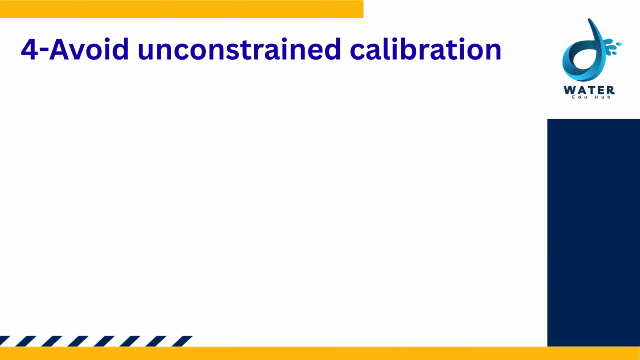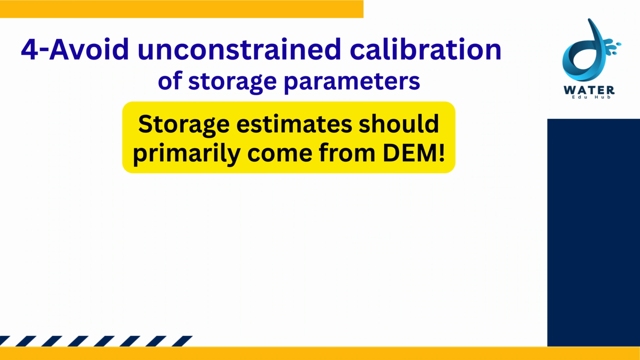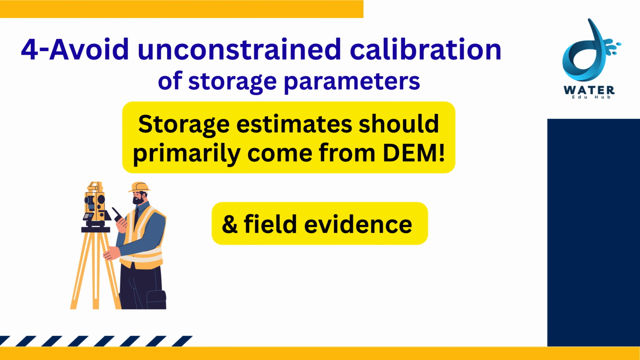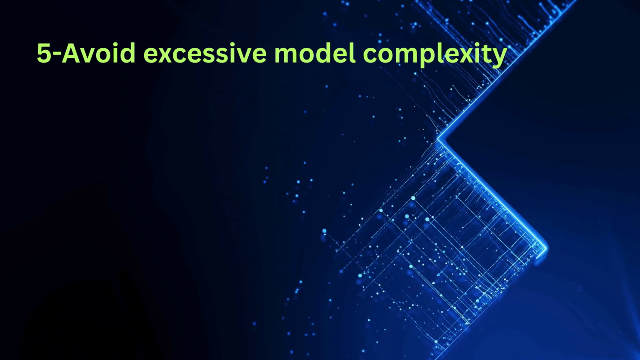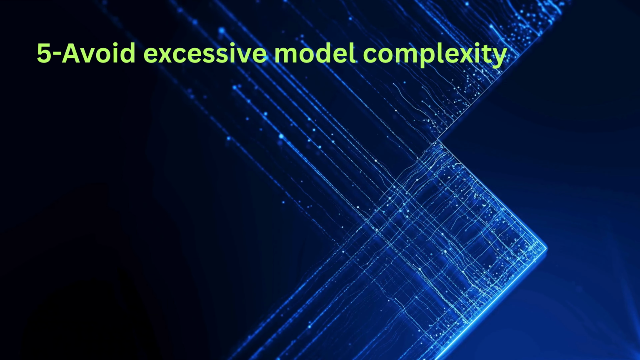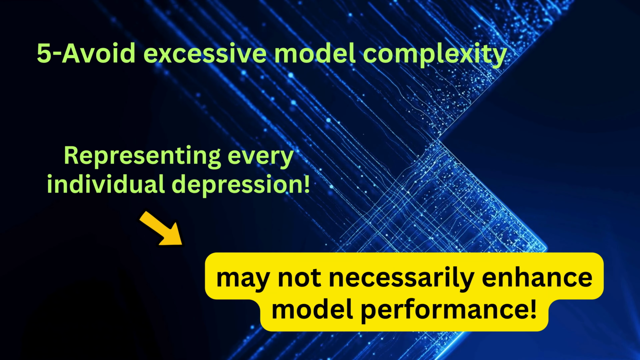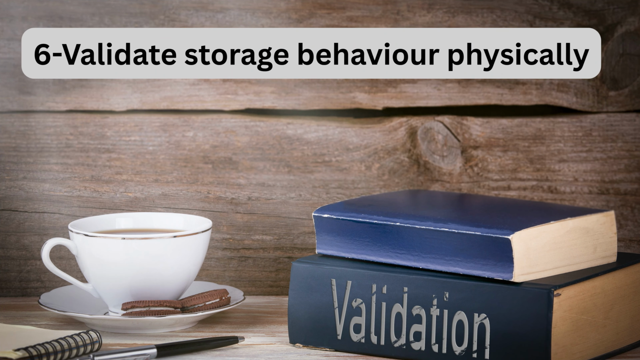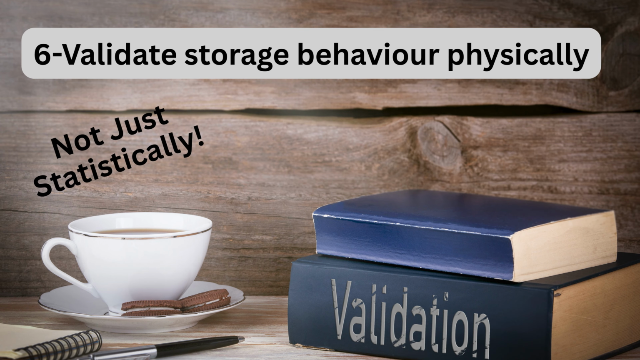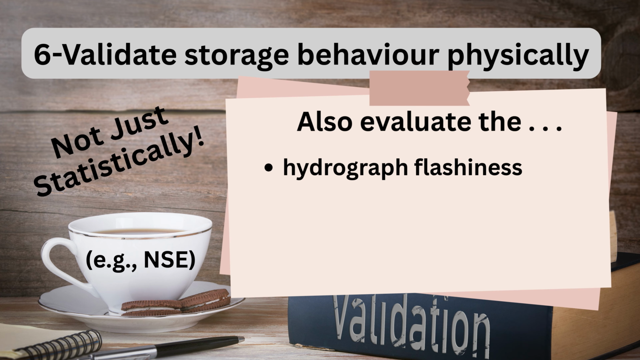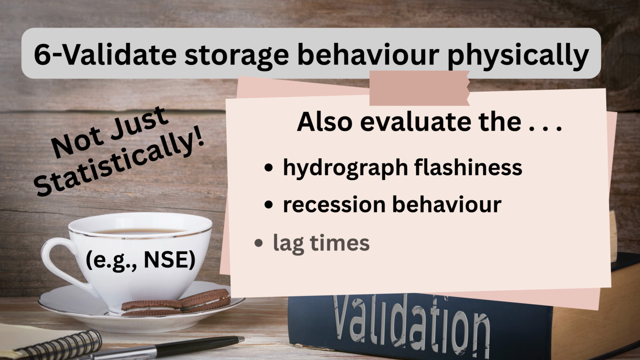Fourth, avoid unconstrained calibration of storage parameters. Storage estimates should primarily come from DEM analysis and field evidence, not purely calibration. Fifth, avoid excessive model complexity. Representing every individual depression may not necessarily enhance model performance. And finally, validate storage behavior physically, not just statistically. Don't only look at 1 or 2 performance metrics. Also evaluate the hydrograph flashiness, recession behavior, and lag times.